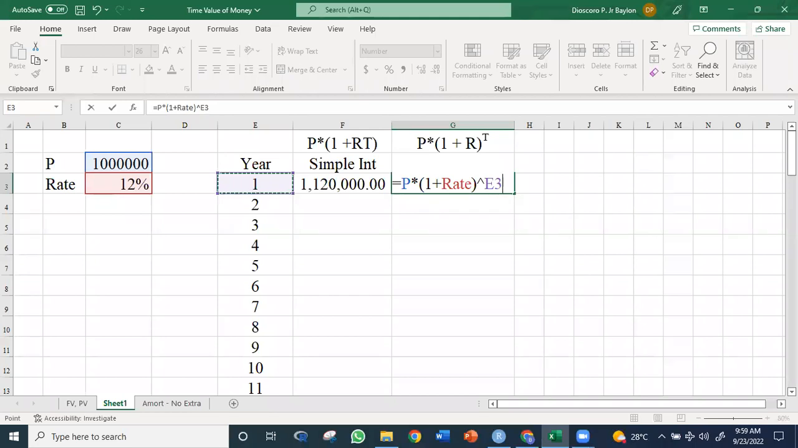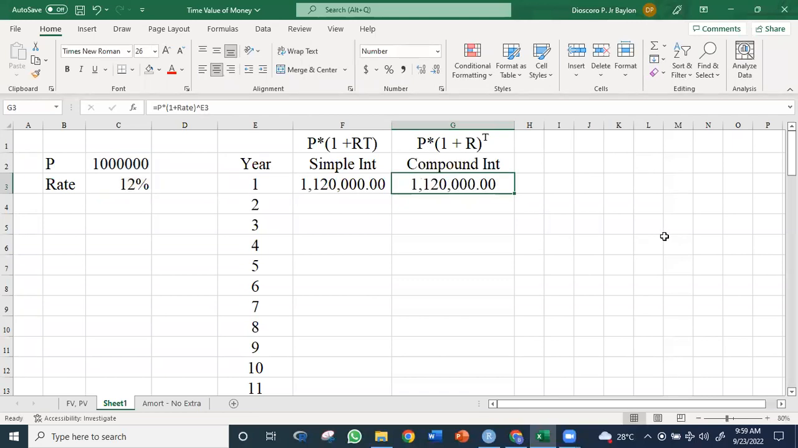Okay, let me pause for a while for the others who are following along. And then we expect to get the same answer. Why? Because if here is 1, if we substitute 1 here, this becomes 1 plus r. And this one also 1 plus r raised to the 1. So 1 plus r raised to the 1 is the same as 1 plus r. So they will have the same factors. So if I enter that, we have the same value for year 1.